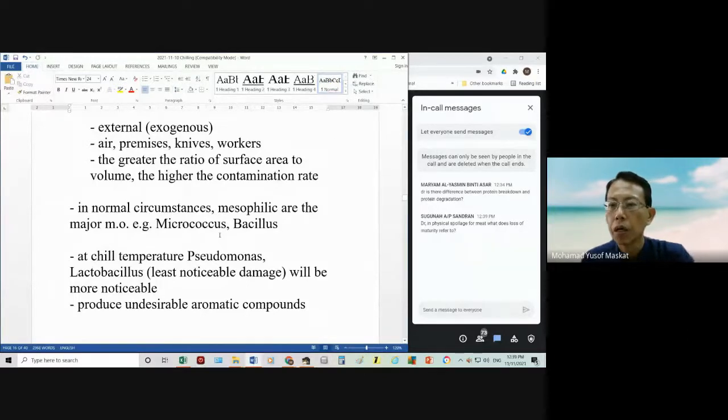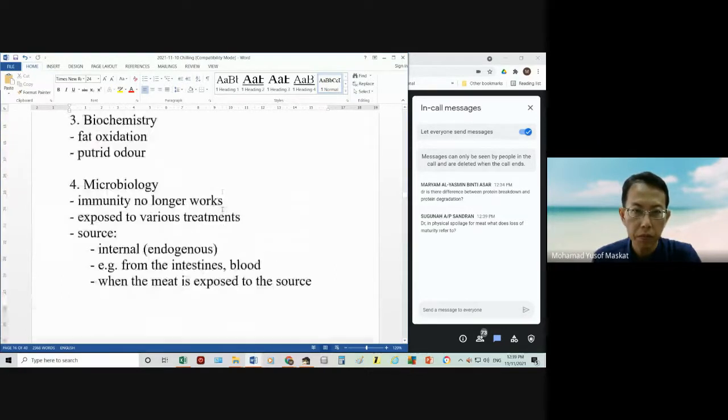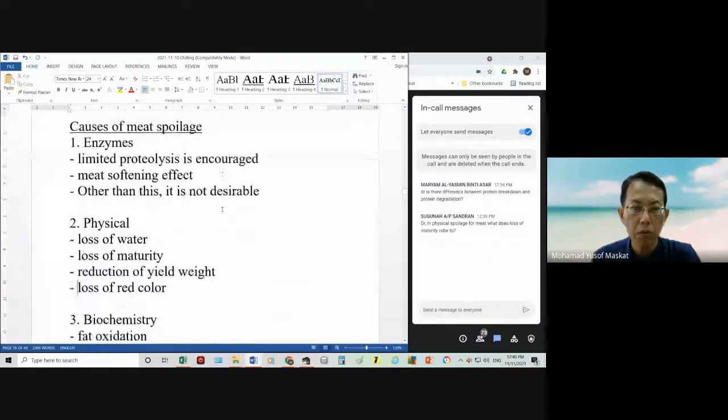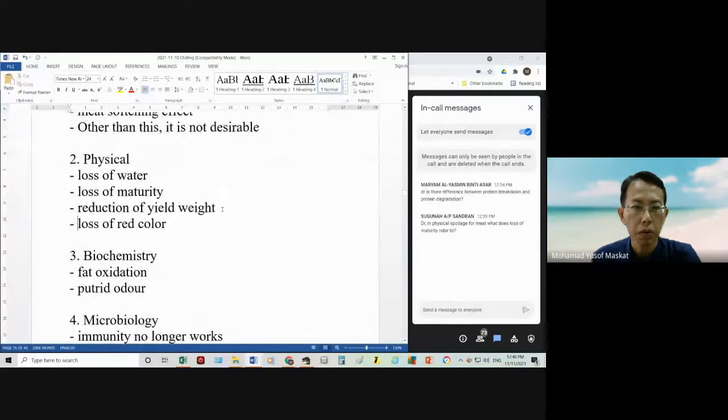In physical spoilage, what does loss of maturity mean? Oh, sorry.